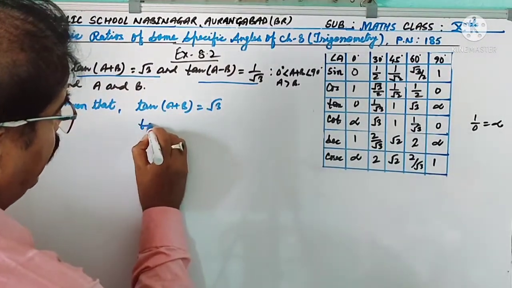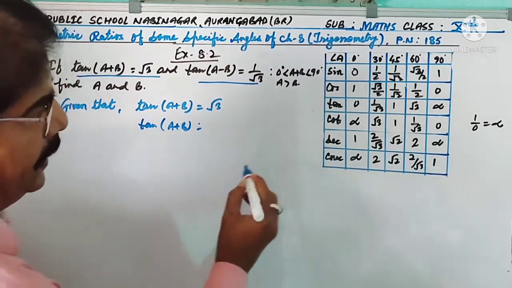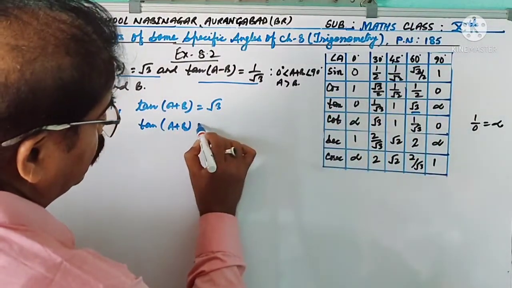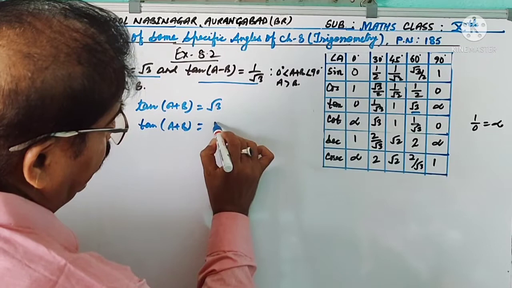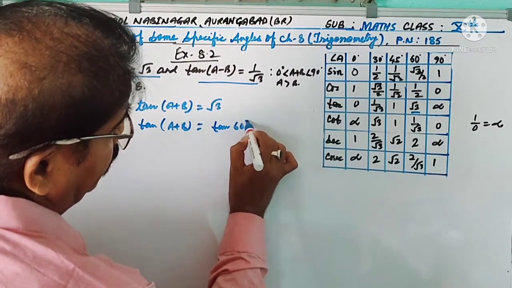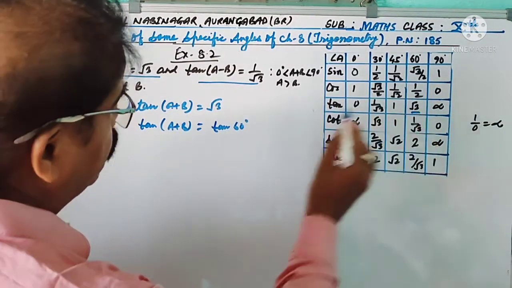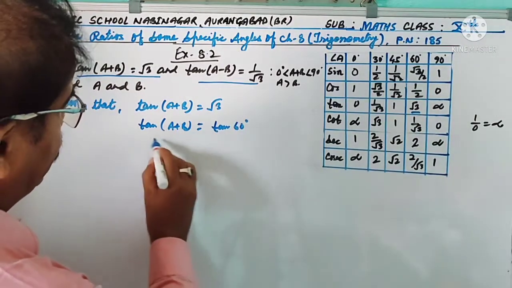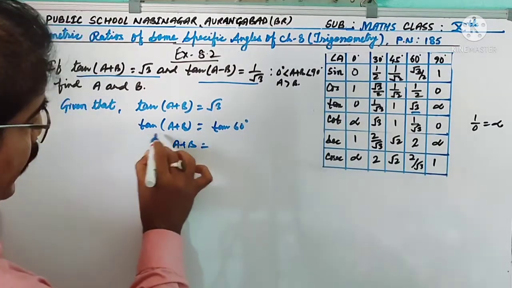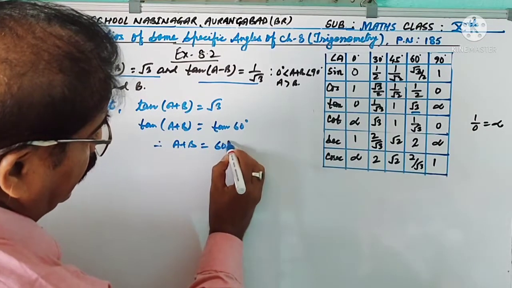Dear friends, tan (A plus B) equal to root 3, and root 3 is tan 60 degree. So instead, root 3 is written as tan 60 degree, since tan 60 equal to root 3. So therefore, since tan (A plus B) equal to tan 60, A plus B equal to 60.